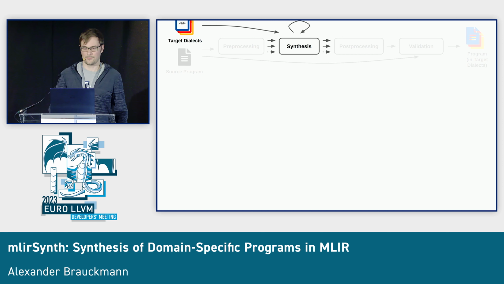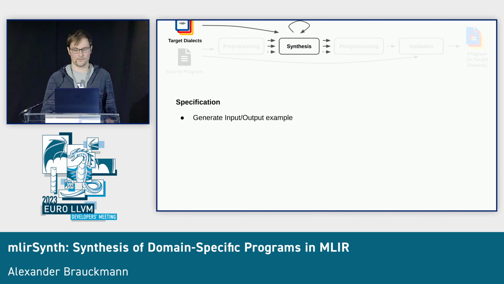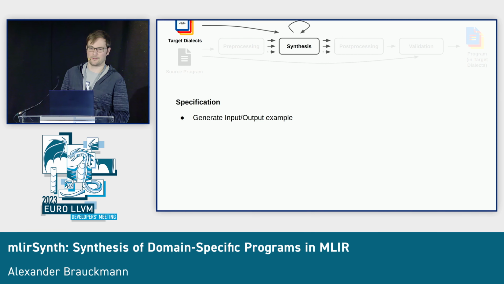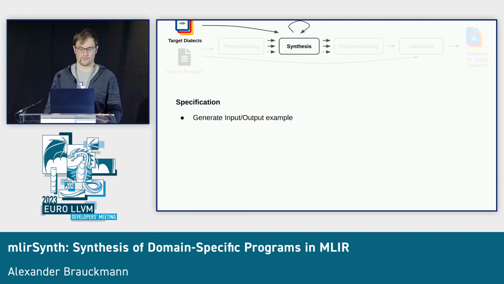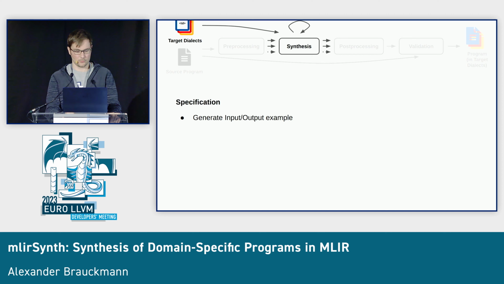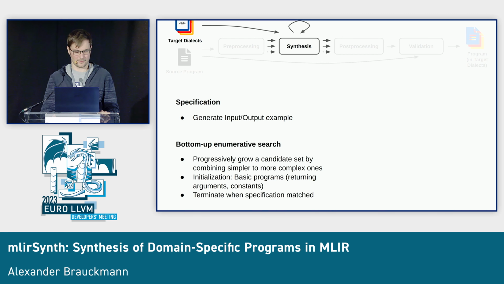What comes next is the synthesis. The synthesis is basically a search that searches for a program that meets a specification, and in our case, the specification is the behavior of a program. So we generate some inputs for each of the synthesis problems and track the output, and we then search for a program that meets the output, basically.